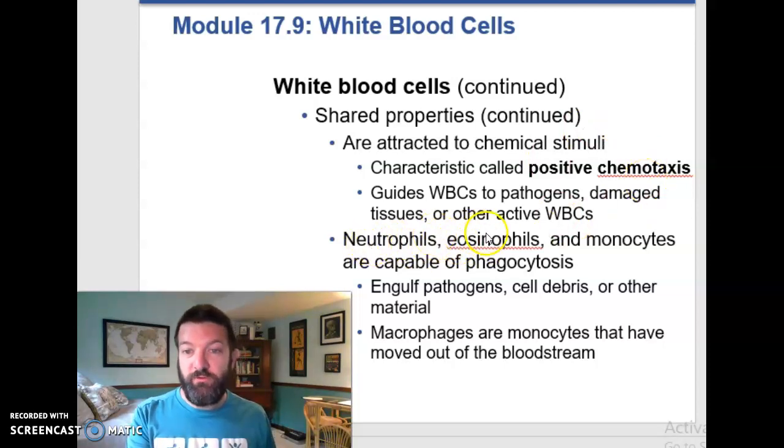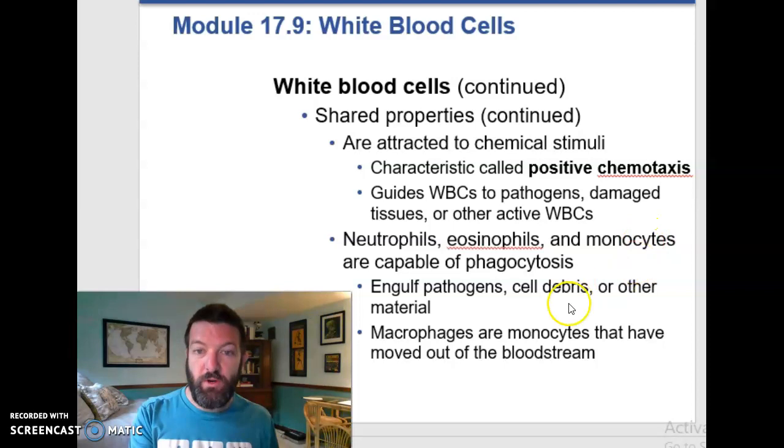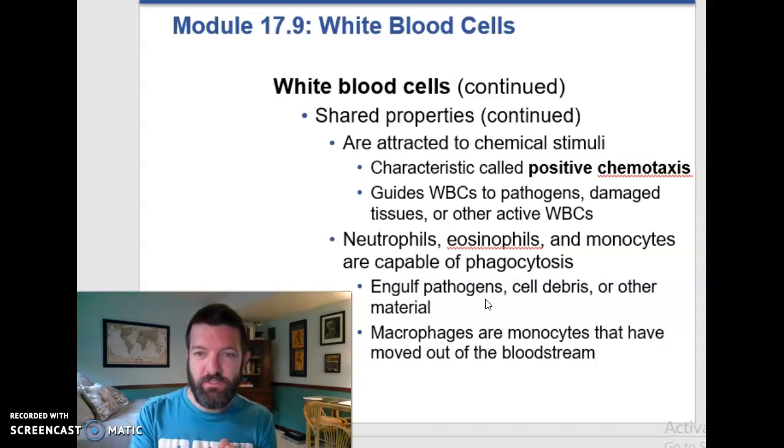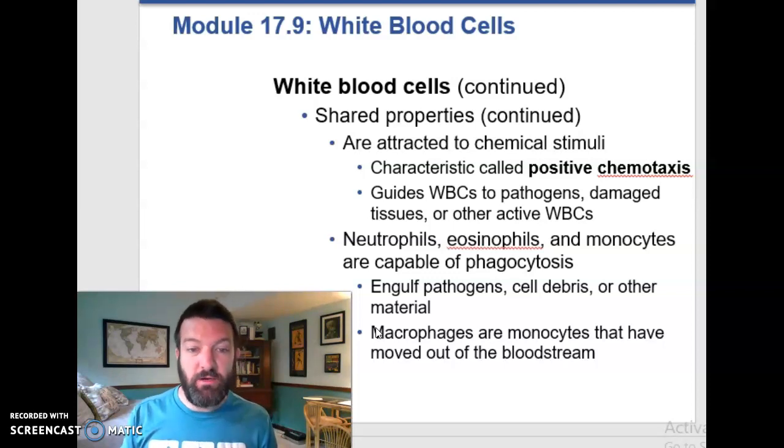Several of them, neutrophils, eosinophils, and monocytes, are capable of phagocytosis, which means the engulfing of a pathogen and eating it. Phagocytosis is cell eating. Monocytes specifically become macrophages, which literally means big eaters. And they become macrophages once they move out of the bloodstream, and they eat lots of stuff. We'll talk about them a bunch in the immune system chapter.